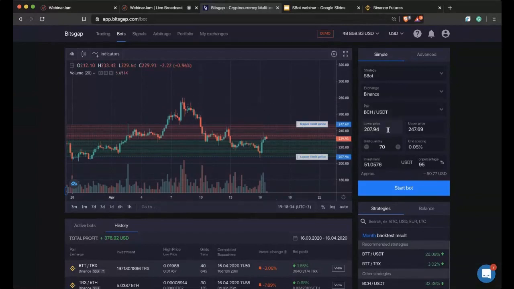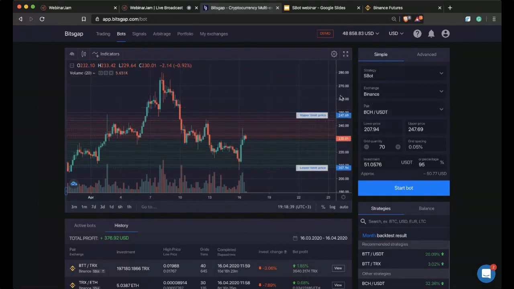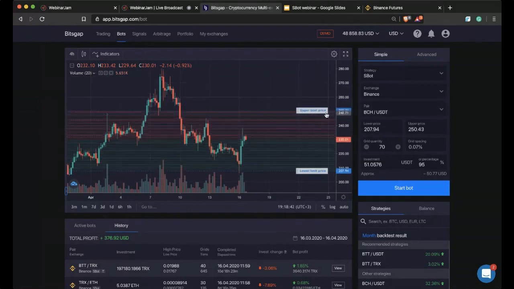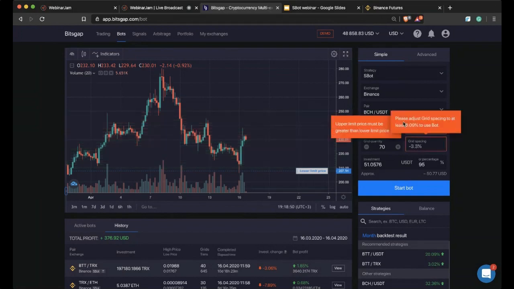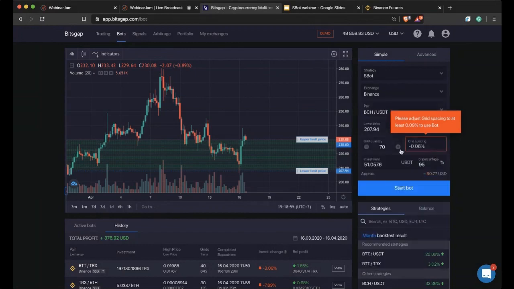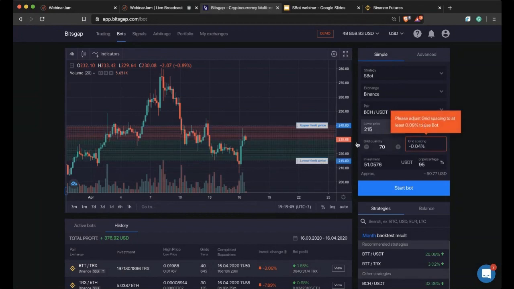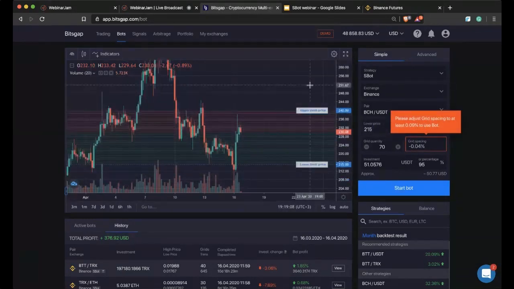As of now, let me tell you how else you can adjust grid levels. So apart from manual adjustment, you can also specify the upper limit and the lower limit. So let's say I want it to be 240, for instance. And my lower price, let's say 215, something like that. So that's another way of how you can adjust grid lines.